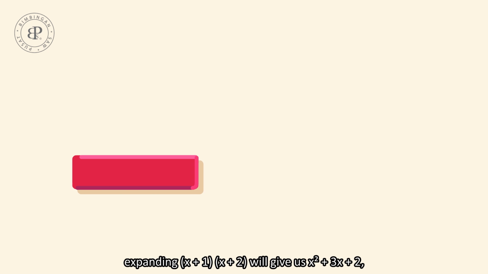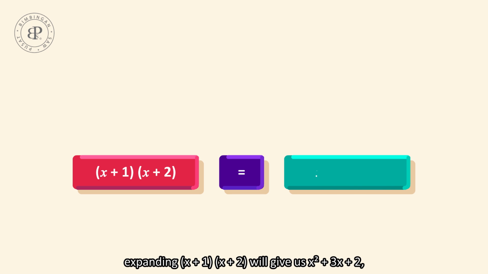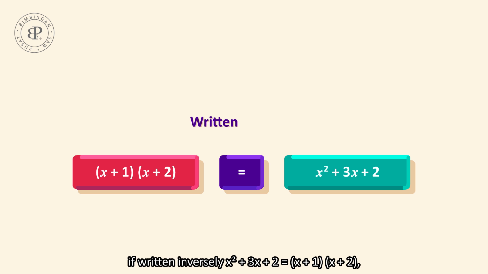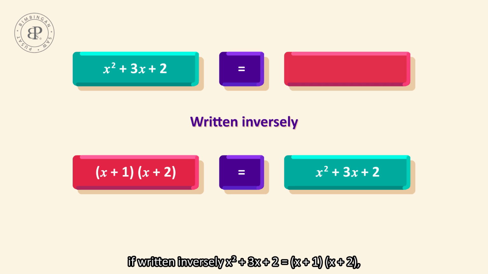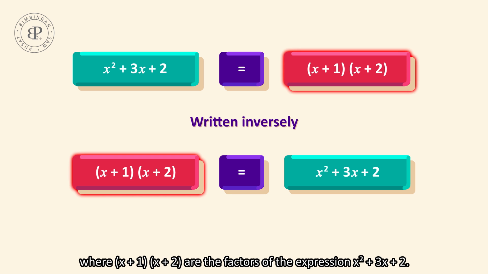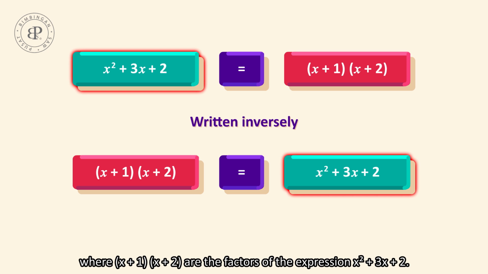For example, expanding x plus 1 and x plus 2 will give us x squared plus 3x plus 2. If written inversely, x squared plus 3x plus 2 equals x plus 1 and x plus 2, where x plus 1 and x plus 2 are the factors of the expression x squared plus 3x plus 2.